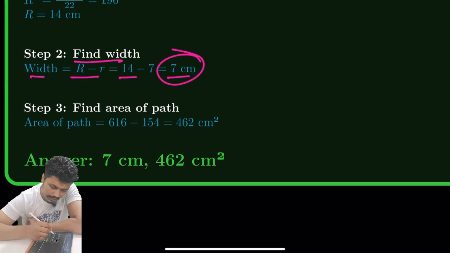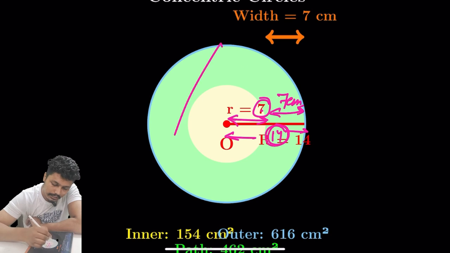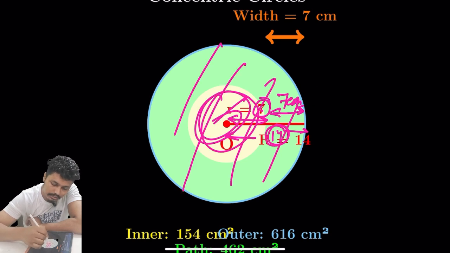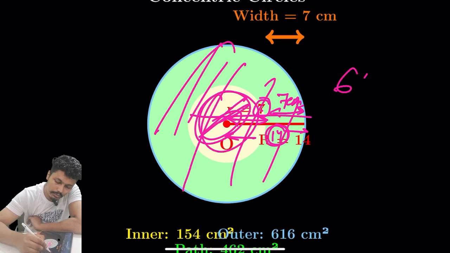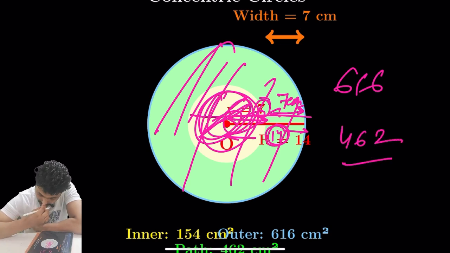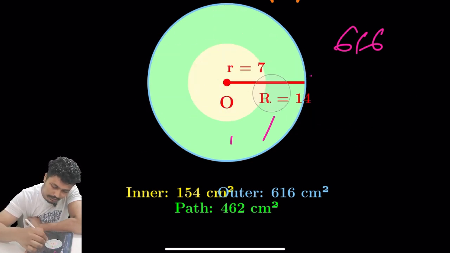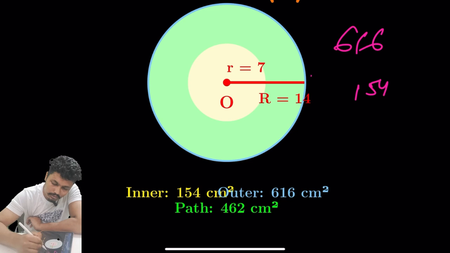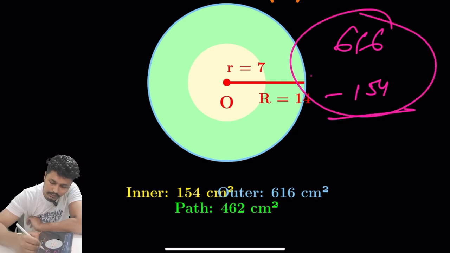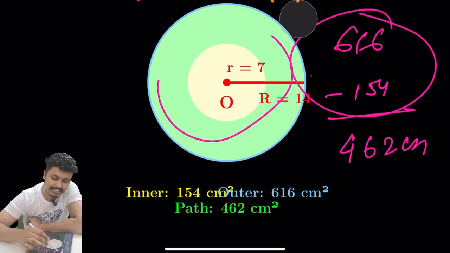Finish. Area of the path. So it is easy. The area of the path will be the bigger area minus the smaller area. The whole area is 616, minus the inside one, you just remove. The inner one area is 154. So if I do 616 minus this one, I'll get 462, and this is the area of the circular path. Finish. Easy. Okay, these questions are very easy.